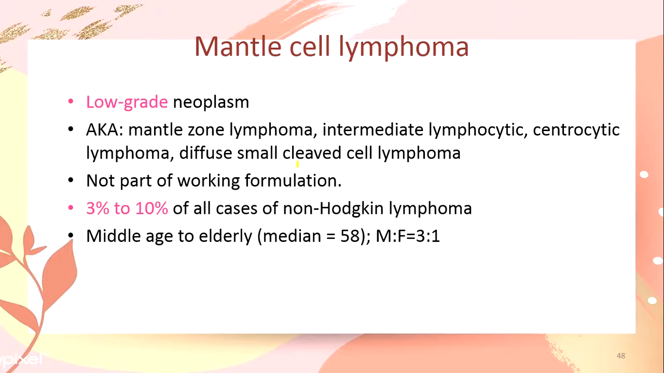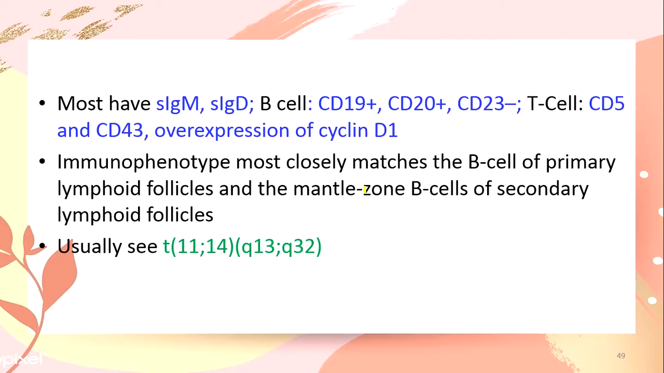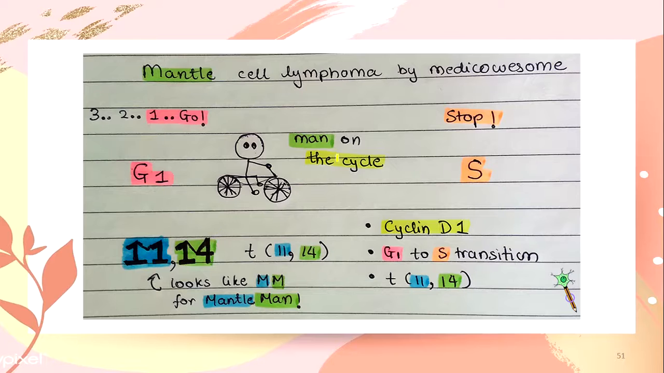Mantle cell lymphoma arises from the mantle zone. It is a low-grade neoplasm, also called intermediate lymphocytic, centrocytic lymphoma, or diffuse small cleaved cell lymphoma. It is not part of working formulation and affects median age is 58. The markers which are seen are surface IgM, IgD, 19, 20, however CD23 negative. There is overexpression of cyclin D1, and the chromosomal translocation which is present is T(11;14). I've shown this to make you memorize the translocation in mantle cell lymphoma.